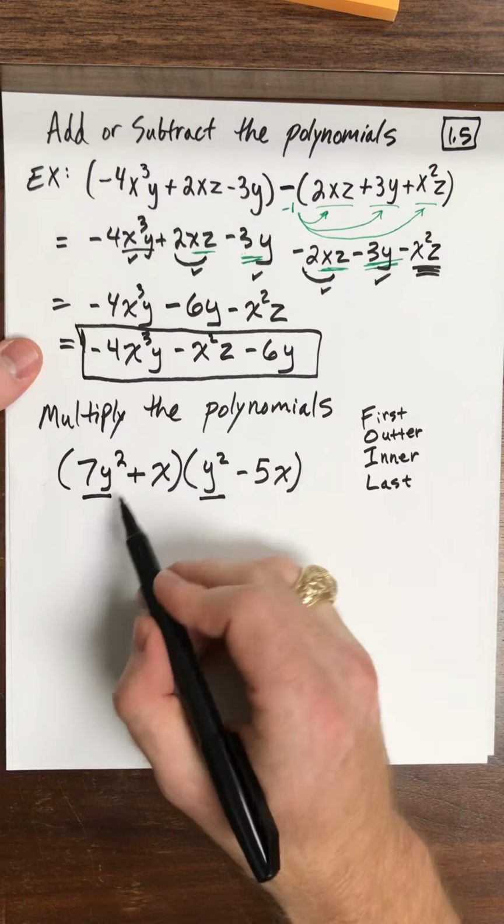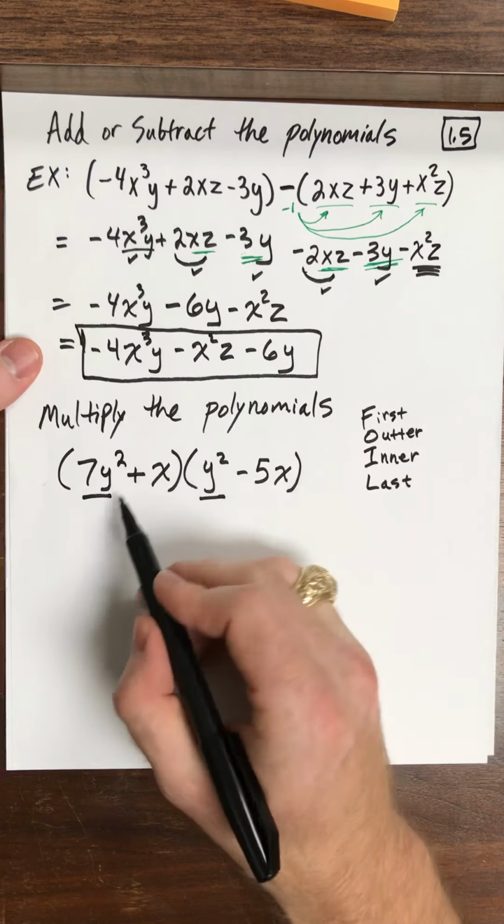So what's next? The outer term, okay, so what's outside? We'll put O for outside. So that's on the outside, and this is on the outside. Notice how I included that negative with this 5x term, okay? So I'm going to multiply these two terms together. When I multiply these two terms together, what do I get? 7 times negative 5 is negative 35. Y squared times x, that's just xy squared. We can't do anything else with that. They're two different creatures, okay?